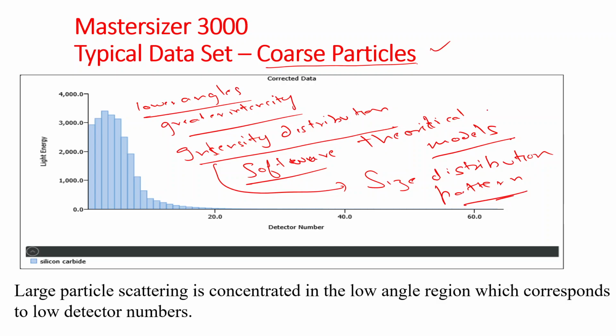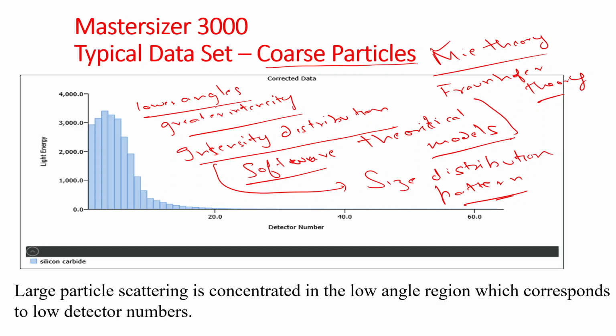By applying different types of models, that we will study. One is Mie theory, the other is Fraunhofer theory, that will come in the coming slides, that we will discuss. These two types of theory are involved in determining the particle size of the particles in any solution.